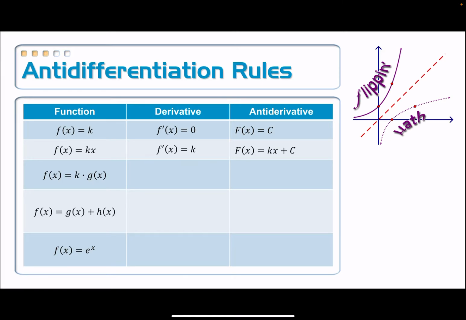Okay, next up is the constant multiple rule. So if I have a constant multiplied times a function, when I take the derivative, that constant just comes along for the ride. So f prime of x is going to be equal to k times g prime of x. So let's say I wanted to work this problem backwards to find its antiderivative. This k is also going to come along for the ride. So this k is going to come into the antiderivative, but we're going to multiply it times the antiderivative of this g of x function, which I'll just denote as a capital G.